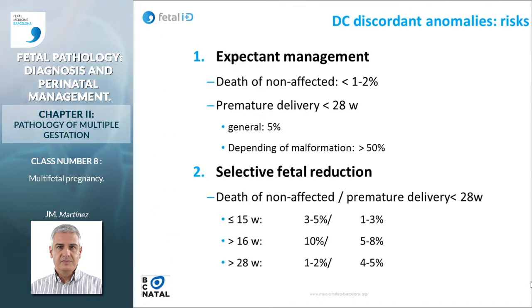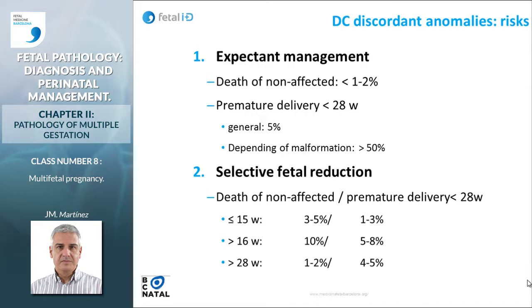The risks? When having a discordant anomaly and doing expectant management, it is rare, and in a dichorionic gestation, that the healthy fetus dies. The premature delivery before 28 weeks of pregnancy will be of 5%, but in some malformations such as acrania, which are accompanied by severe polyhydramnios or congenital heart diseases, the risk can be higher, of more than 50%. On the other hand, if we perform a selective feticide, the risk for the healthy baby, instead of being 1 to 2%, which is the basal risk, will be of 3 to 5%.